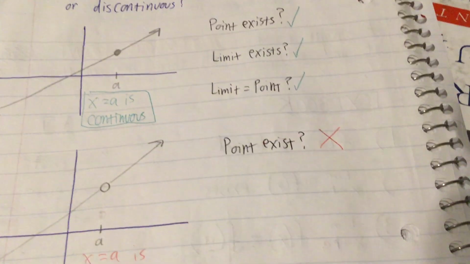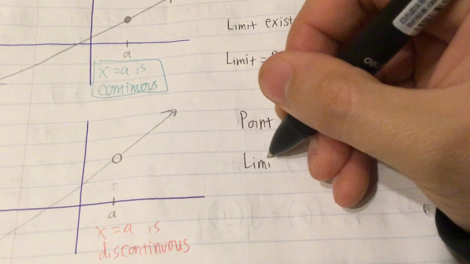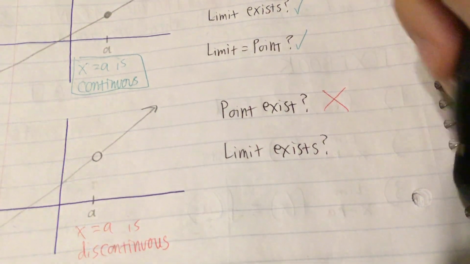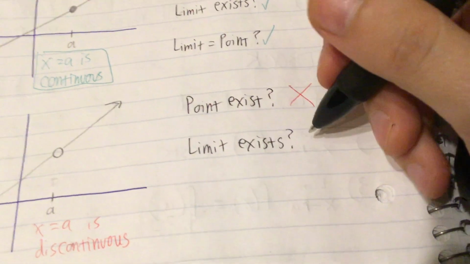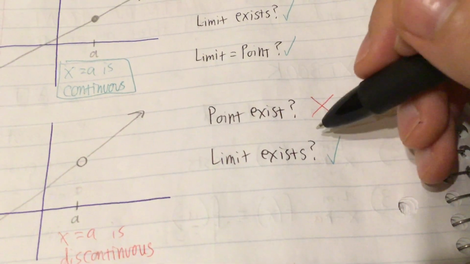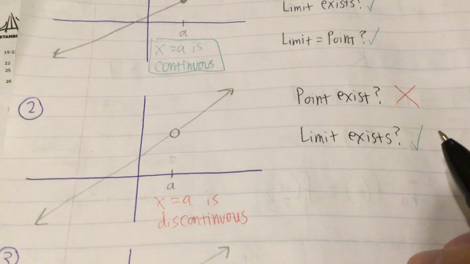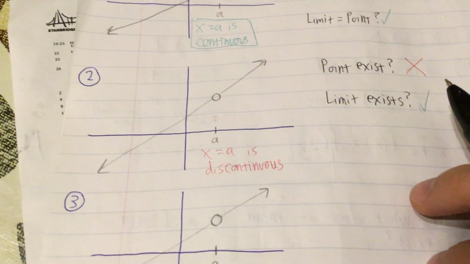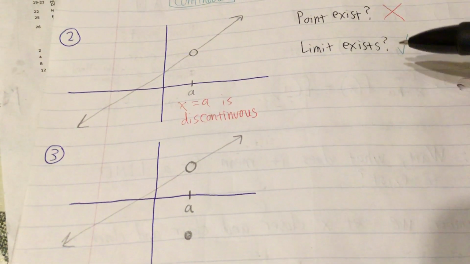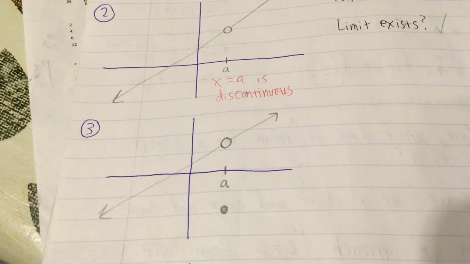But if you really wanted to show your work, the limit exists, so let me get my check mark right there. The limit exists, but the point does not, so that's not enough information. That doesn't satisfy all 3 requirements, because how can a limit equal a point that does not exist? Anyway, now let's take a look at problem number 3.